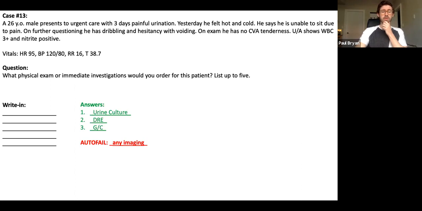And then you need to do a urine culture, right? Because you need to isolate the bacteria that might be causing this infection, and you can get it from the culture every so often. And then you need to do gonorrhea and chlamydia, because specifically an infection that can cause this is gonorrhea and chlamydia. So those ones you need to do.